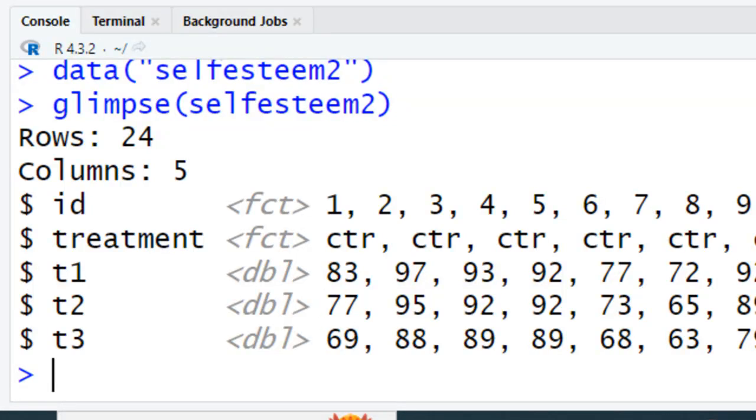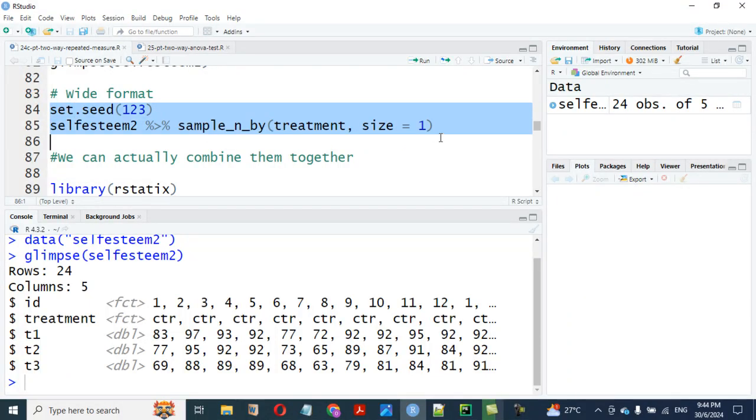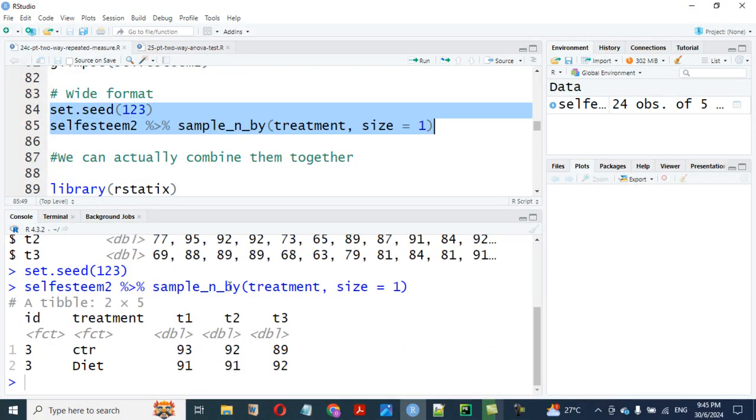But before that, let's run this and look at it in wide form. All right. So we have ID, treatment, which could be diet or control. Then we have T1, T2, T3. You can see it now. So now let's go and combine T1, T2, T3 into one group, and separate the score, so that we can have our treatment as a group, our time as a group, then our score as our numeric variable.